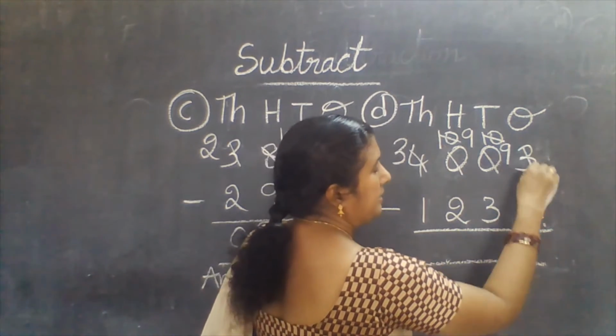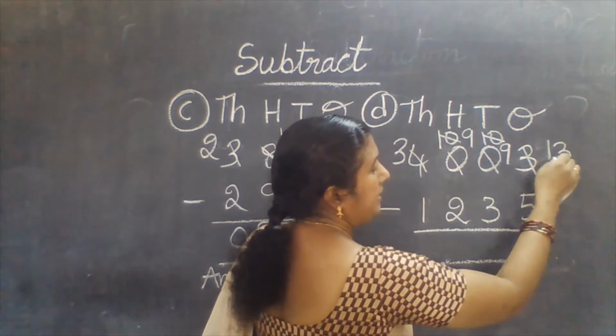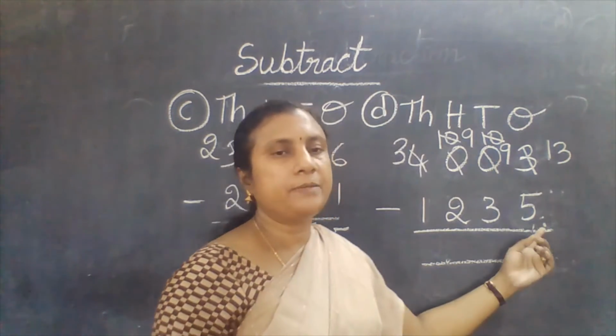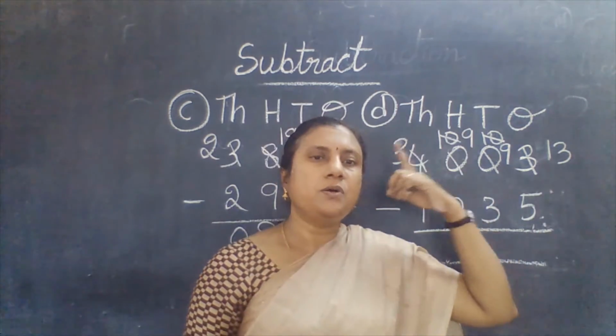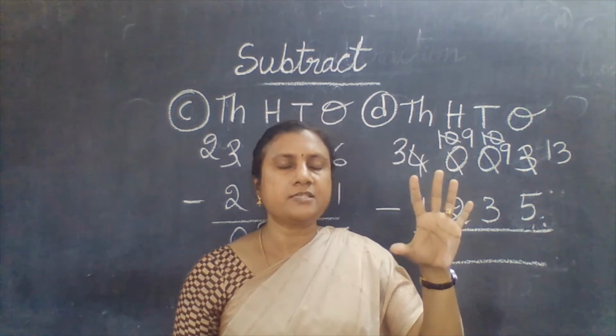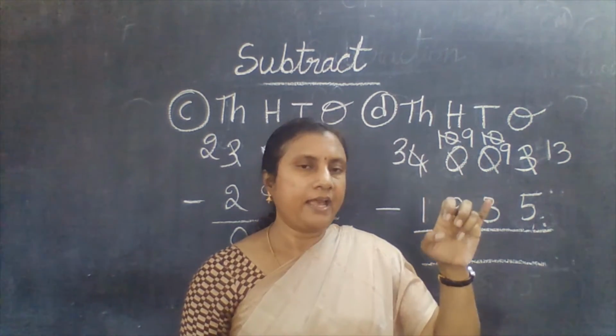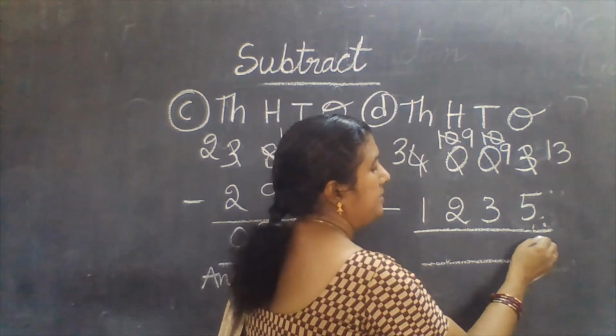And 3 will become 13, as we are borrowing from this 10 to the ones place. Now we have to separate 5 from 13. So 13 in your mind, 5 in your fingers. Before 13: 12, 11, 10, 9, 8. What is the difference? Yes, 8.